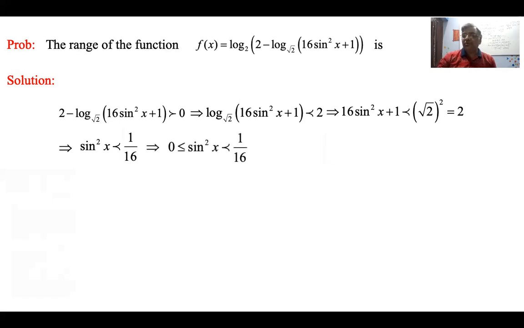Now from here again we are going back. 0 is less than or equal to sine square x, which is less than 1 by 16.